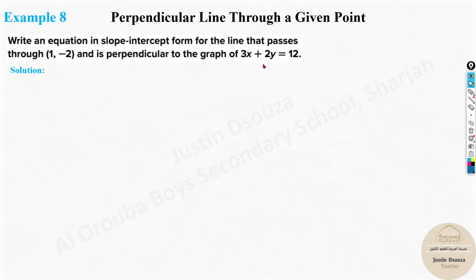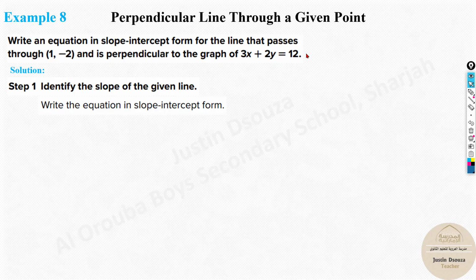So how do you do this? Just rearrange it. Identify the slope from the given line, that is, rearrange it. We can't take the slope as 3. No, because y equals mx plus b, so y must be alone. This is having a 2, so it is wrong. To write the equation in slope-intercept form, you need to simplify this.